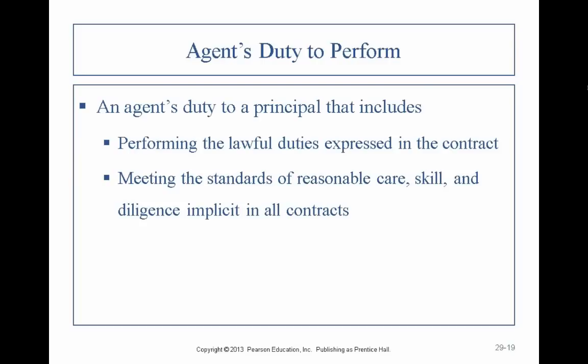Because guess what? If an agent doesn't do it or goes outside the parameters of that agency relationship, essentially they've breached a contract. So it is a legal relationship where the agent owes a duty to perform lawfully under the terms of an agency relationship.